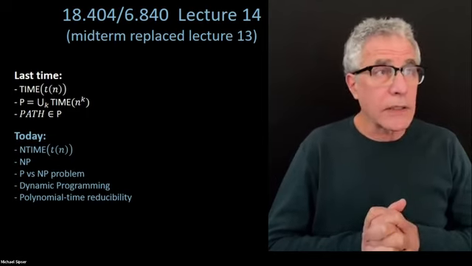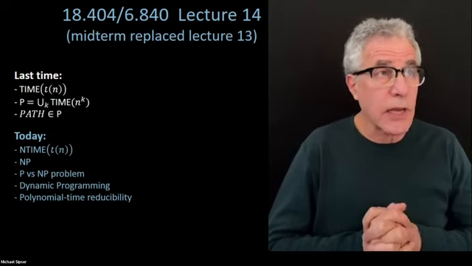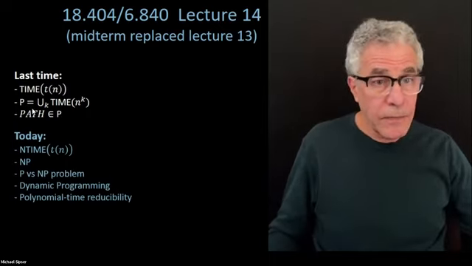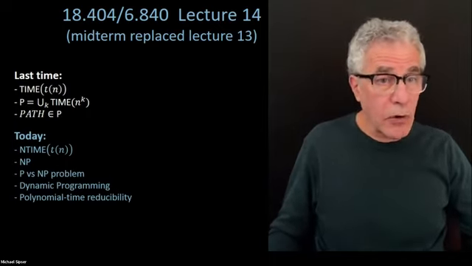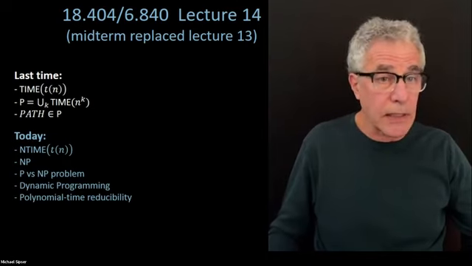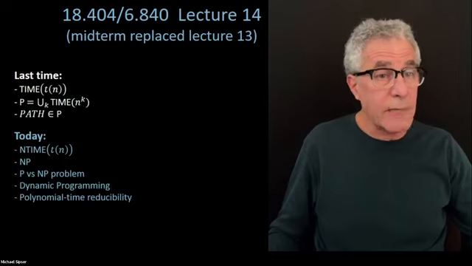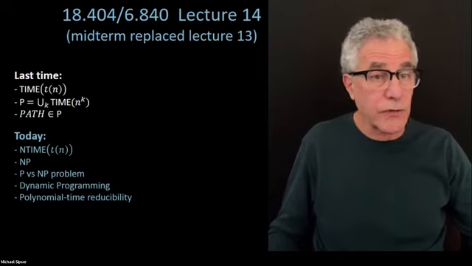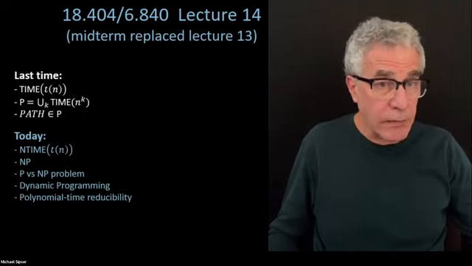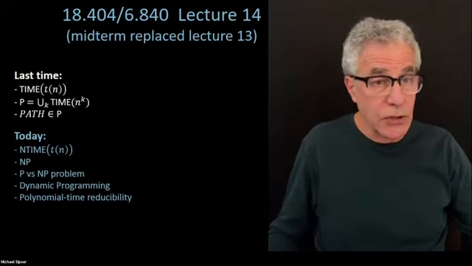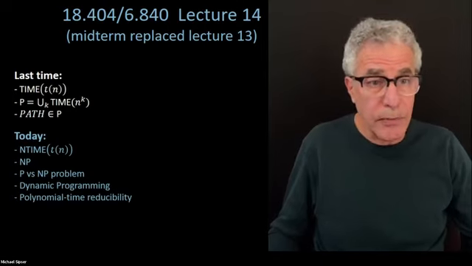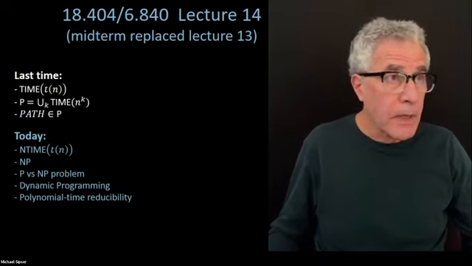Given that, we defined time complexity classes, the time T of n classes. We defined the class P, which was invariant among all of those different deterministic models, in the sense that it didn't matter which model we choose. We were going to end up with the same class P, so that argues for its naturalness. And we gave an example of this path problem being in P. And we kind of ended that lecture before the midterm with the discussion of this Hamiltonian path problem. So we're going to come back to that today.